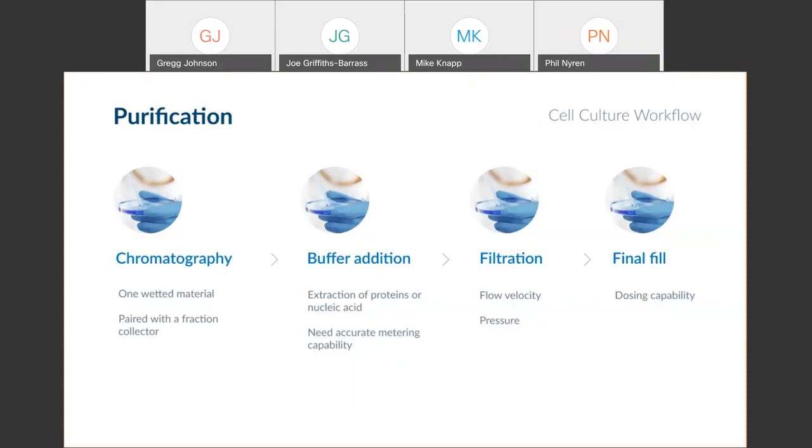And then lysis buffer addition breaks down the cell structures, allowing for the extraction of the target molecule. And Masterflex pumps, peristaltic pumps in general, are able to provide the accuracy to meter the exact amount of buffer needed to deliver the highest product yield. And as we reviewed earlier, as Greg was referring to earlier, cross-flow filtration requires pumps that are able to provide the flow velocity coupled with the appropriate pressure to sweep and clean those membranes and permeate through the filter. And final fill, which is the last step, is where the pump might be needed to dispense the purified protein, nucleic acid, or other molecule into the final storage vessel.